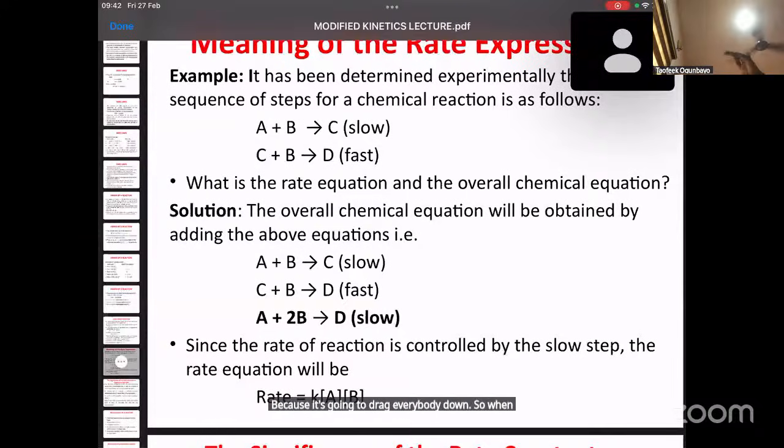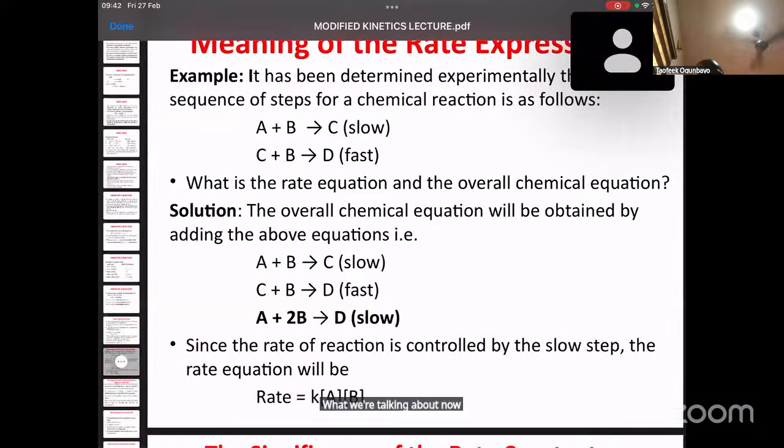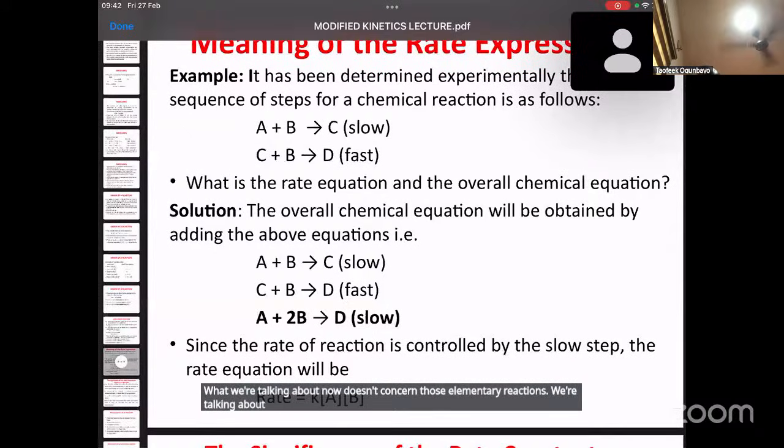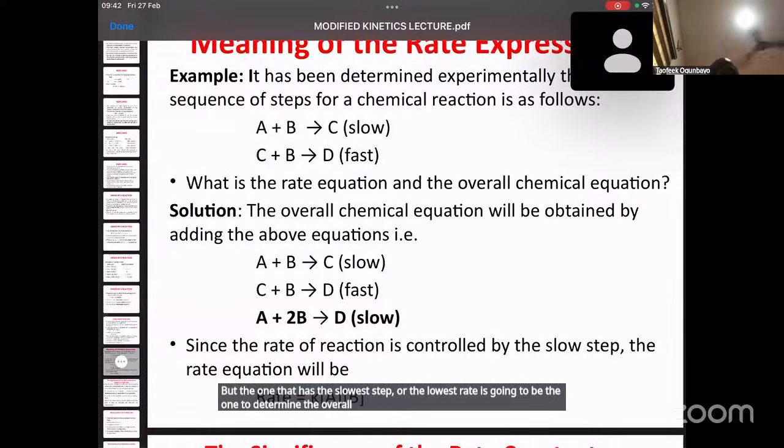So when you have a reaction that takes place in stages, remember I said that there are some reactions whose molecularity is equal to their order of reaction, that those ones are elementary reactions, that they take place in one step. What we're talking about now doesn't concern those elementary reactions. We're talking about reactions that take place in more than one step. Now, when a reaction takes place in more than one step, that means some steps are going to be faster than the other. All those steps are not going to have the same rate. But the one that has the slowest step or the lowest rate is going to be the one to determine the overall rate of that reaction.